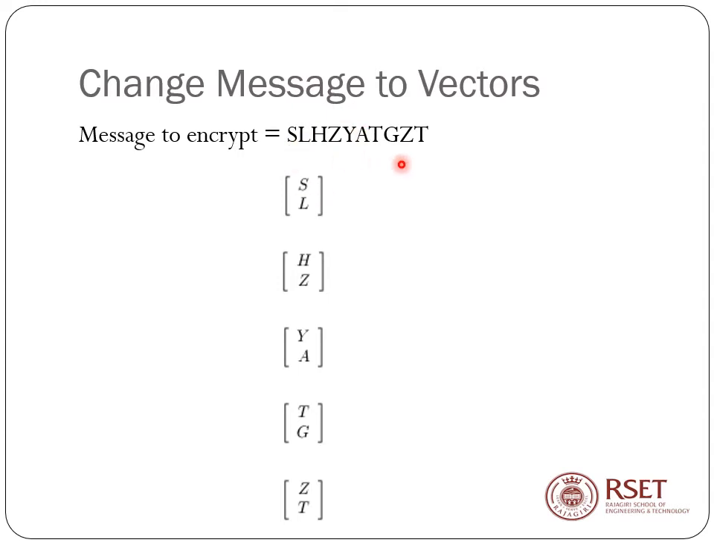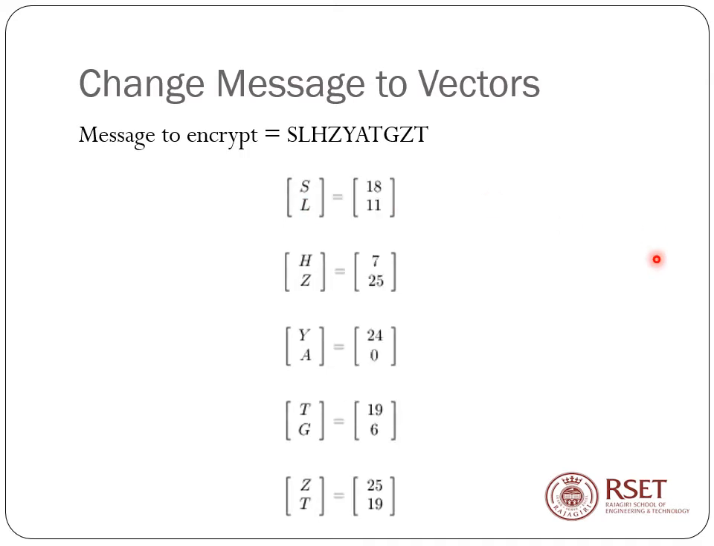So I am taking that. This is my ciphertext. So I have converted it to SL, HZ, YA, TG, ZT. The reason why I have confined to 2 rows is that I am using a 2 by 2 key matrix. What I do is I convert them to numeric. S is converted to 18, L is 11, H is 7, Z is 25, by the same substitution.